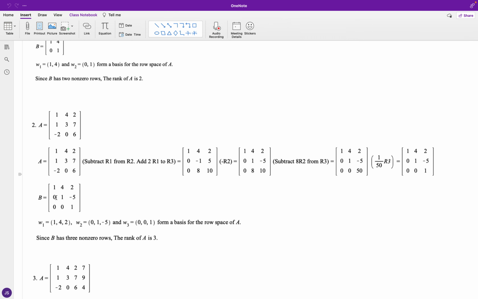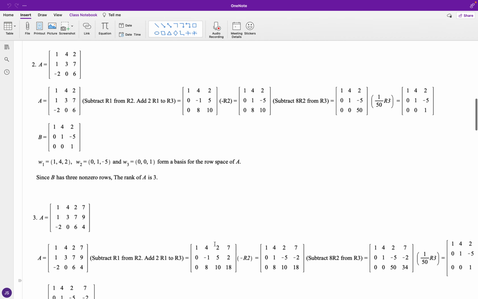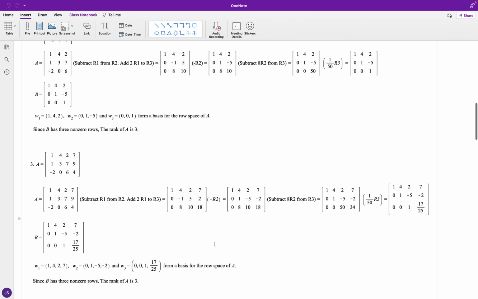And so for the row echelon form, we're going to have B equal to 1, 4, 2, 0, 1, negative 5, 0, 0, and 1. And looking at it row by row, we have a first vector 1, 4, 2, second we have 0, 1, negative 5, and W3 we have 0, 0, and 1. So we have 3 non-zero vectors, and those items will form a basis for the row space of A. And since we have B to consist of 3 non-zero rows, we have that the rank of A is equal to 3.